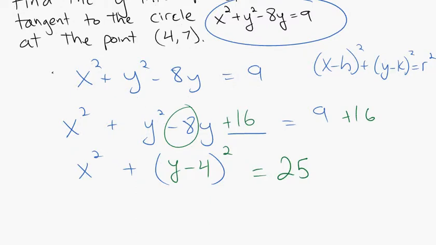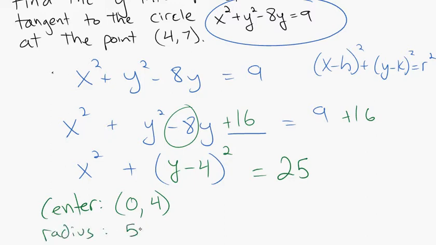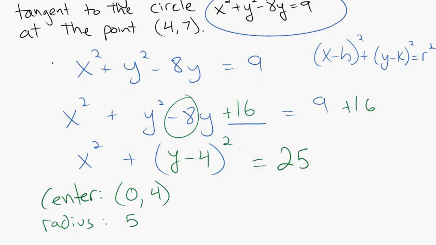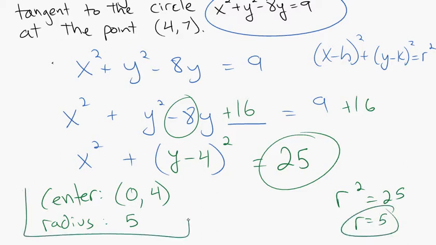So what is the center of this circle? And what's the radius? The center is what we're subtracting from the x value. What are we subtracting from the x value? Nothing. It's 0. The y value is what we're subtracting from the y. What are we subtracting from the y? It's 4. And this equals the radius squared. So we know 25 equals the radius squared. The radius must equal 5. So this is the information we have about the circle.